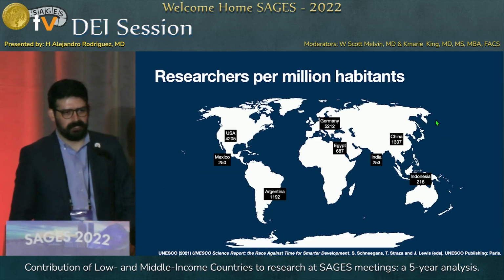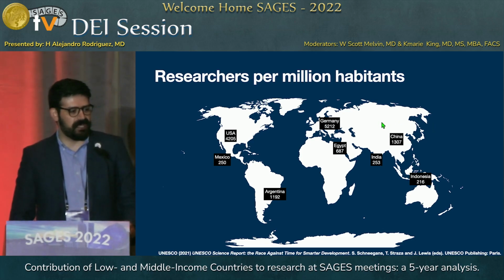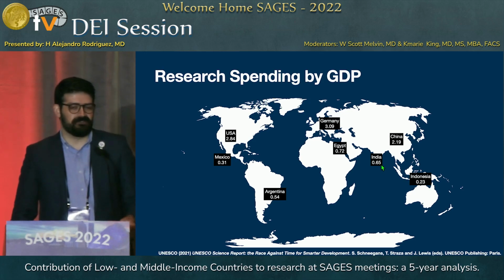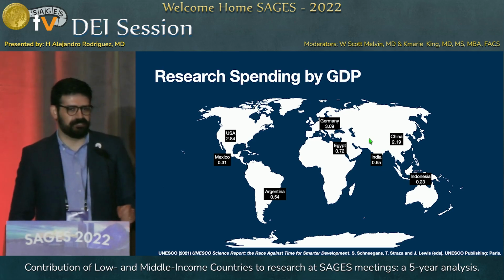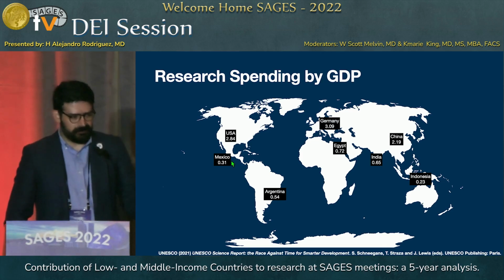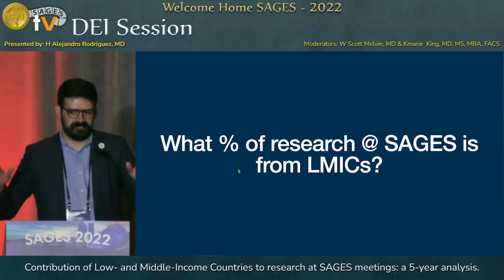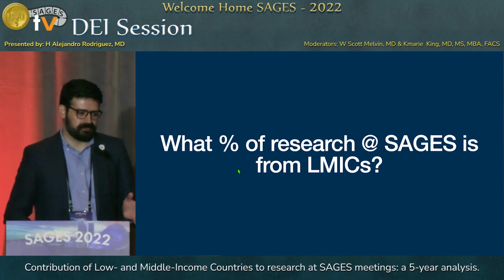Surprising? Probably not. High-income countries have more researchers per habitant. Take a look at, I don't know, the USA, 4,000 researchers per habitant, compared to India, 253. High-income countries spend more money on research. Take a look at Germany. Germany spends 3% of its GDP on research, compared to my home country of Mexico. It's 0.3. My current government is undermining that even more, so it shouldn't be a surprise that we output less research. So again, the question here is what percentage of research presented at podiums like these at SAGES comes from LMICs. I did not take a look at posters.